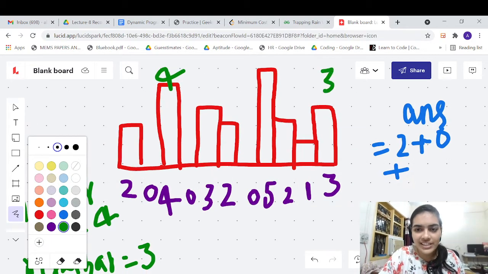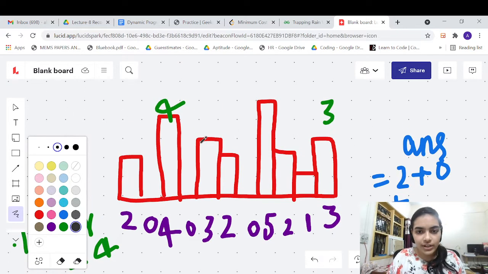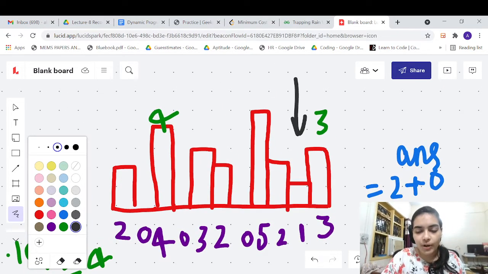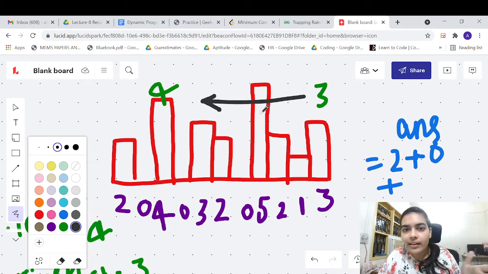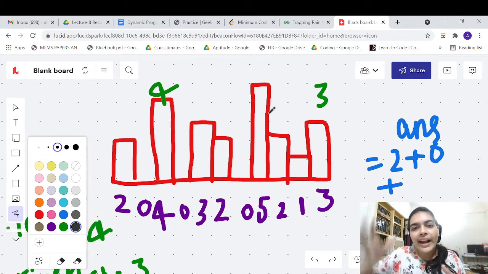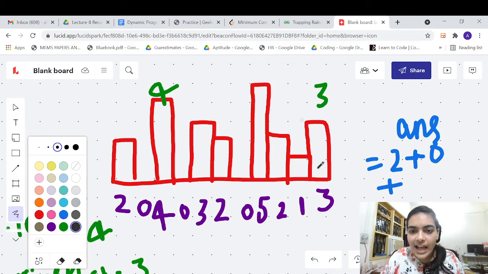And the right bar will still have a height of 3, but we will shift the right pointer. Okay, so let's shift the right pointer. The right pointer has come to this particular place. Now we have to look at this particular bar. How much water can it hold? Do we care about what is there on the left side? We don't care, because we know that the right bar is the limiting bar. The right bar is the limiting bar because it has less height. That means it is the limiting bar.